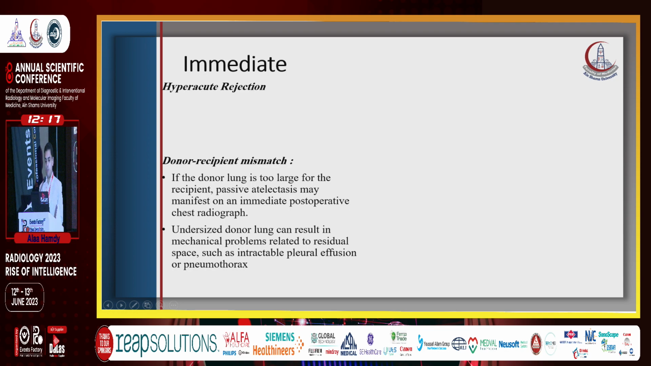The second immediate complication is donor-recipient mismatch. If the donor lung is too large for the recipient, passive atelectasis may manifest on the immediate post-operative chest radiograph, and superimposed complications in the atelectatic lung may lead to scarring and vessel reduction in the lung volume. Undersized donor lung can result in mechanical problems related to residual space, such as intractable pleural effusion or pneumothorax.